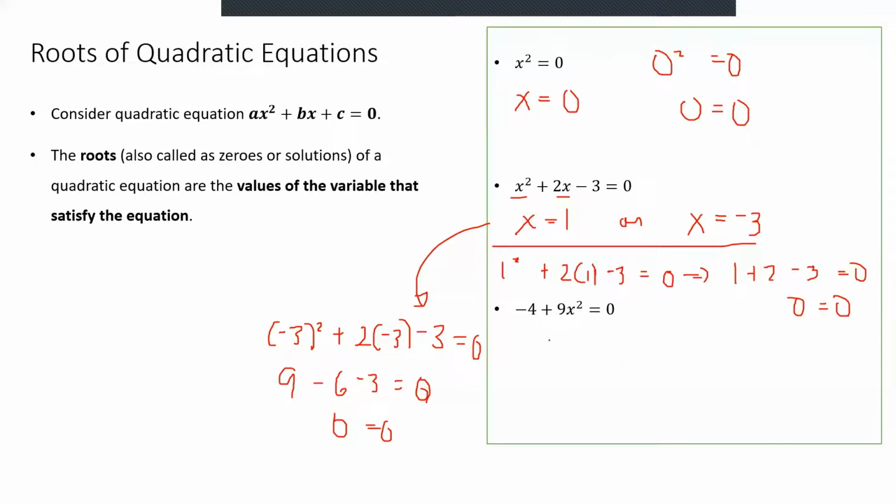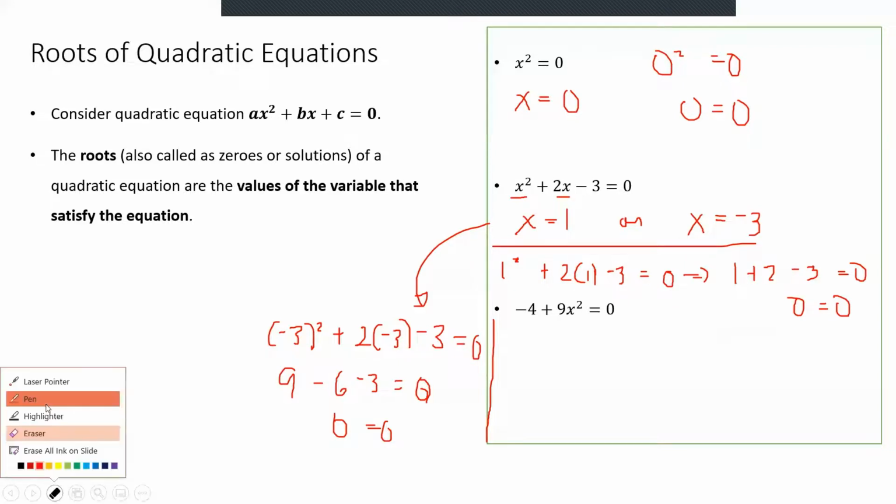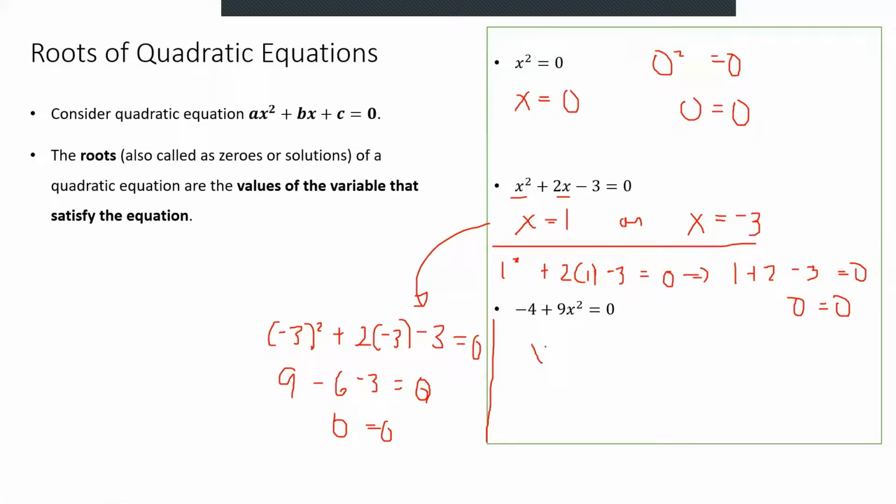So how about this? How about negative 4 plus 9x squared is equal to 0? So what are the values of x that will satisfy the equation? That is x is equal to 2/3 or x is equal to negative 2/3. You can also substitute it to double check, but we won't show it anymore.